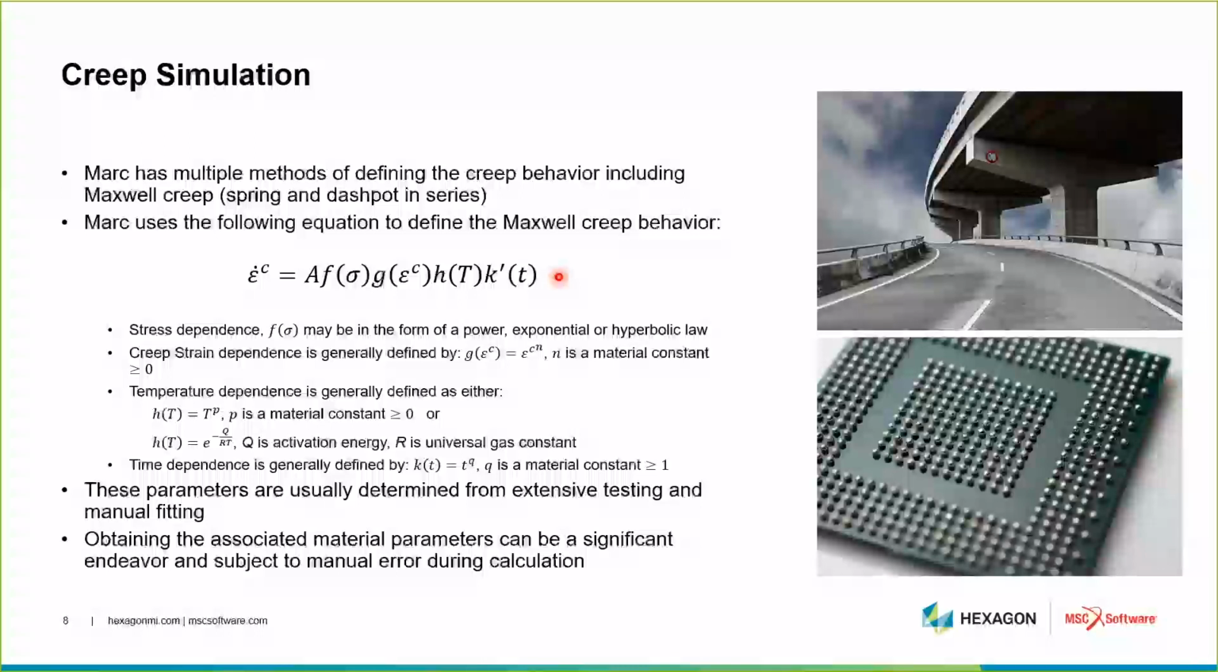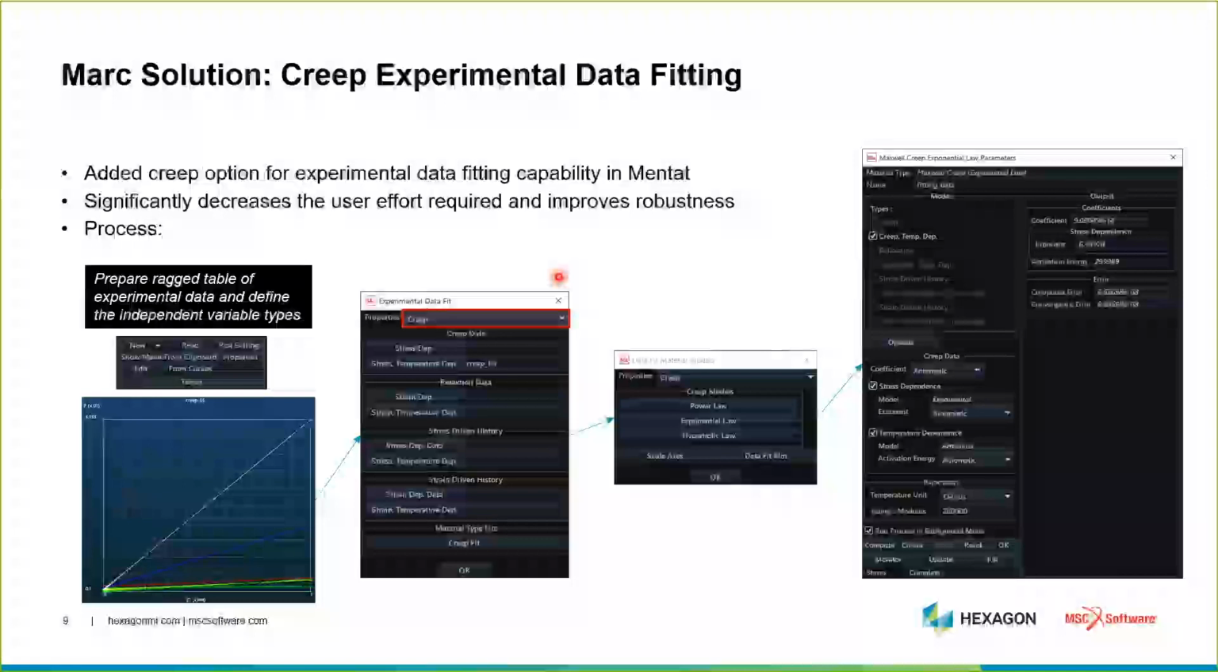So when we see this kind of behavior, particularly with materials, what comes to our mind, of course, is experimental data fitting. So we can now fit the creep experimental data. You have to prepare a ragged table of the experimental data and the independent variable types. But then at that point, you can go into the experimental data fit, select creep, add the data you want, specify the law you want for the stress dependence, and then execute it, and you can get the coefficients that you need to set up the behavior.